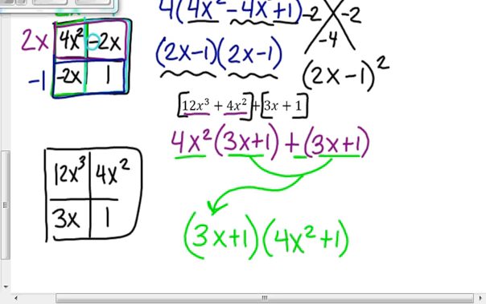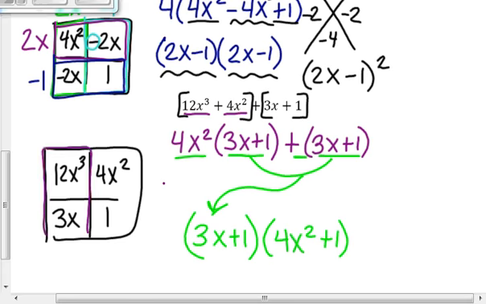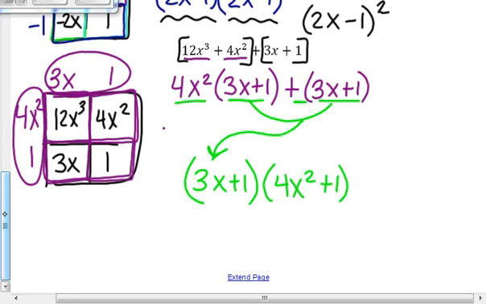Then get your GCFs out like we did before. GCF in the first column is 3x. GCF in the second column is just 1. GCF in the first row is 4x squared. GCF in the second row is 1. And again, you should get 3x plus 1 and 4x squared plus 1. So either way you do it, you should get the same answer.